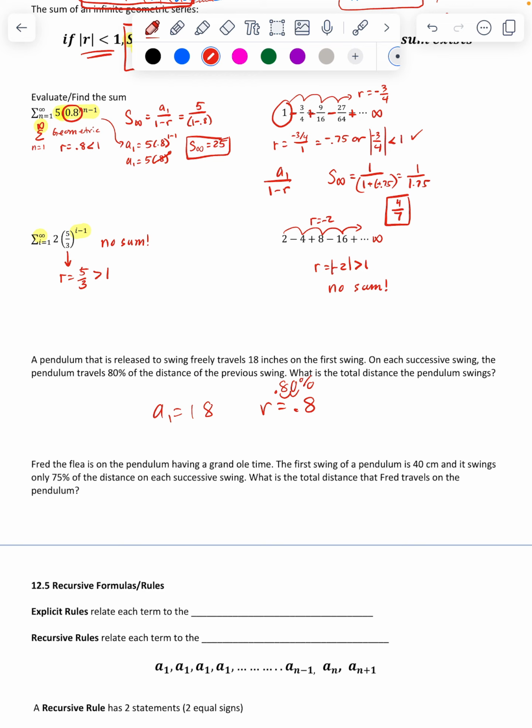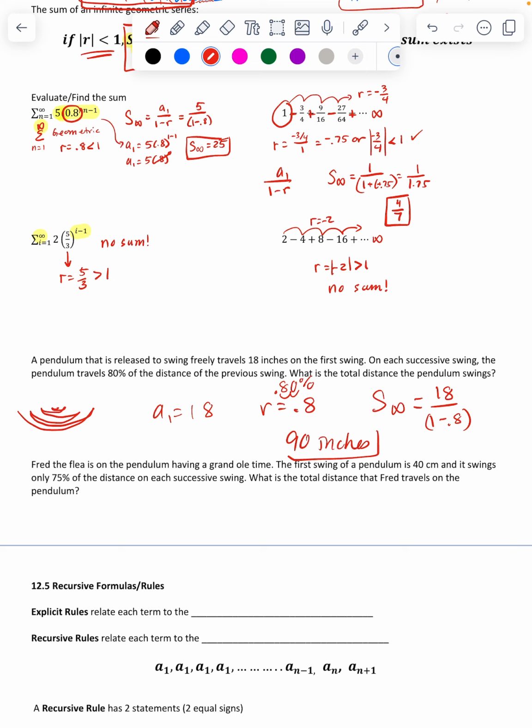That's what percent means. So it's saying the pendulum swings and then it comes back at only 80%, and then it comes back 80% and so on. So it slows down. So it's asking you, what is the total distance that it swings? Well, it swings technically forever. So I need the first term, which they gave me, over 1 minus the R, which they also gave me. And so when you do that on your calculator, it swings back and forth a total of 90 inches.